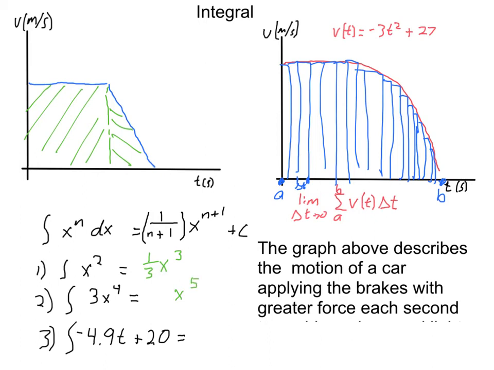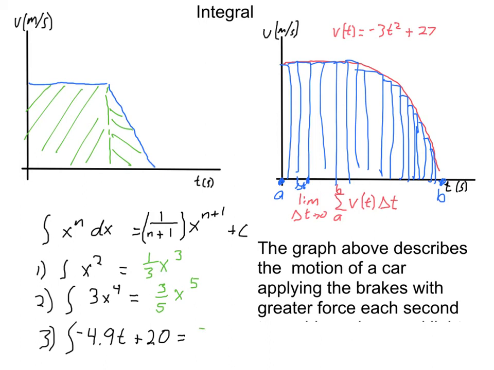So now I'm up to x to the 5th, and I'm going to take this 5 and multiply it down in the denominator, so 3 fifths. Now, once again with number 3, just like with derivatives, you do each term inside of a function separately.